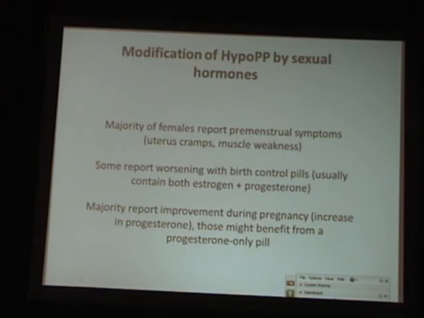You know that hyper-PP can be influenced by sexual hormones. In the break we talked about that. There are some patients reporting improvement during pregnancy, or patients reporting long-lasting improvement after hysterectomy and ovarectomy. Patients who have an improvement during pregnancy can be helped by a progesterone-only pill, which also has an effect on muscle fiber excitability.